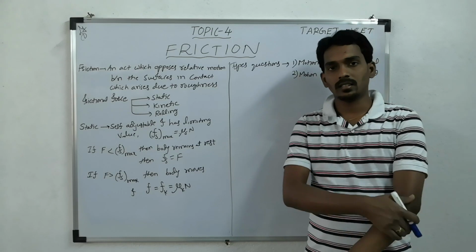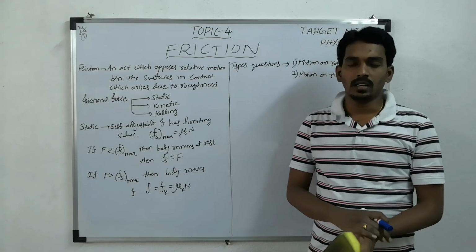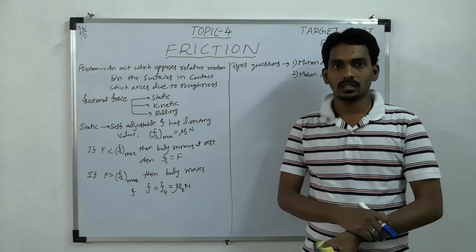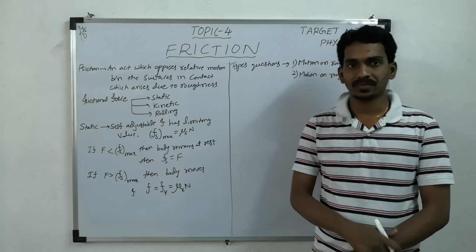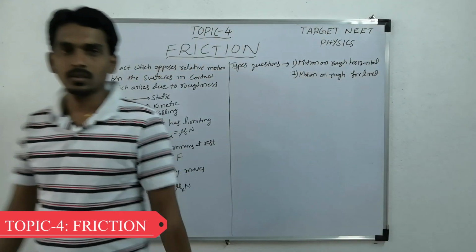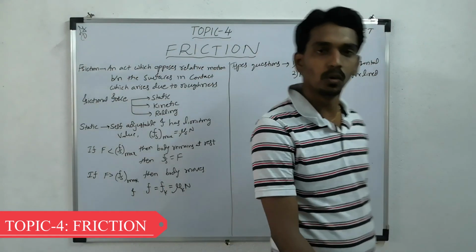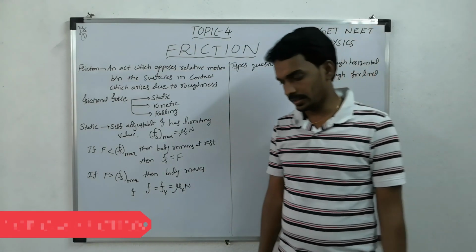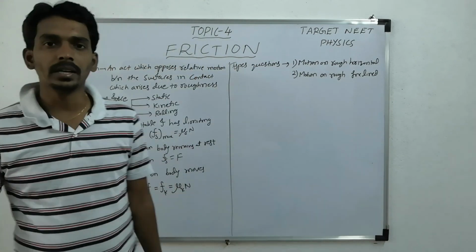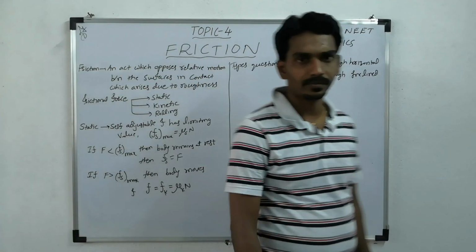We have been discussing the most important topics for NEET. Now we came to topic 4, which is nothing but friction, which is one of the most difficult and important topics in the whole of physics, and it is completely related to how to apply laws of motion.